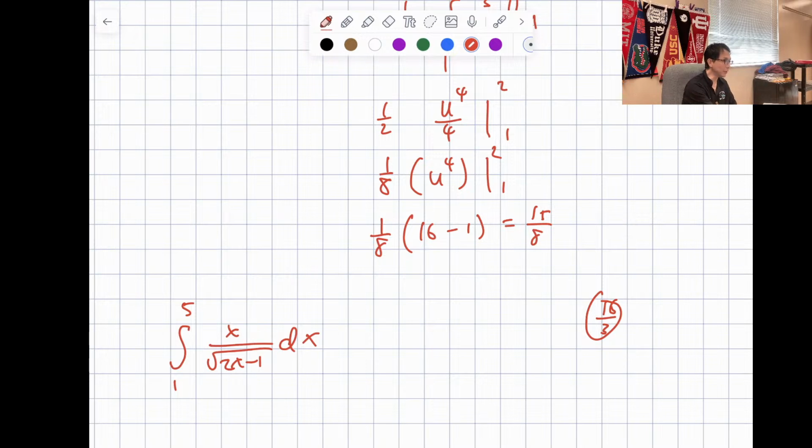If you got 16/3, you're a genius, and you should be fine on the test. If you didn't get 16/3, it's not the end of the world. You just need to know how to do normal u-substitution.